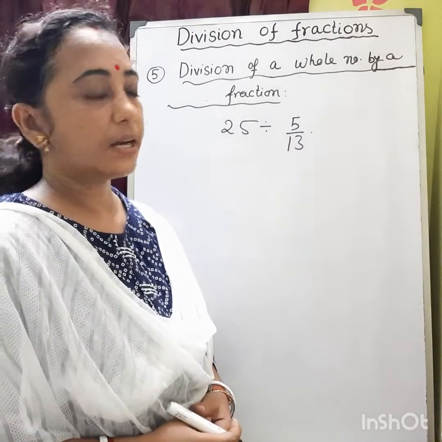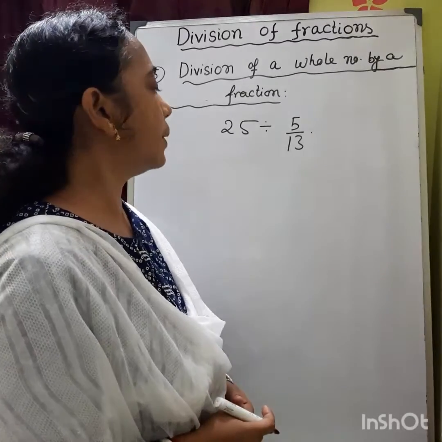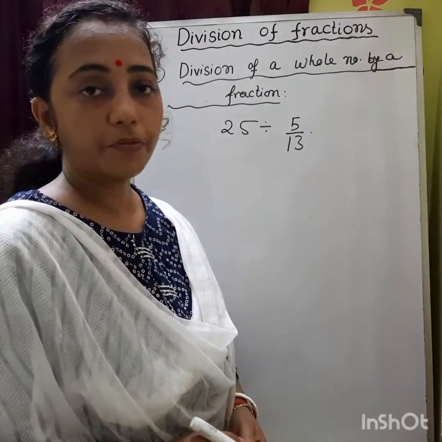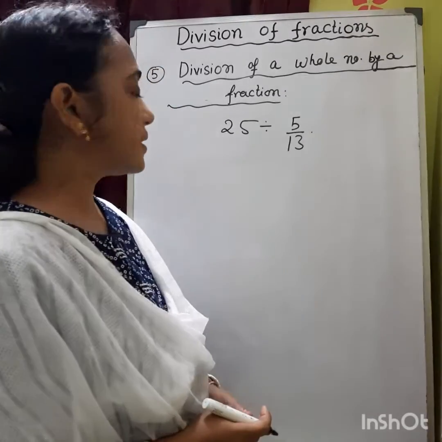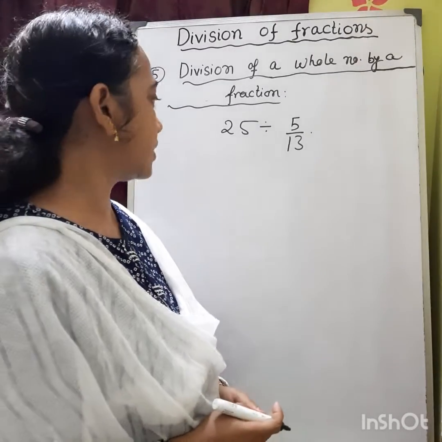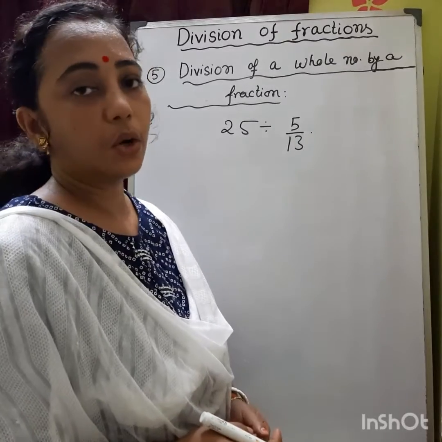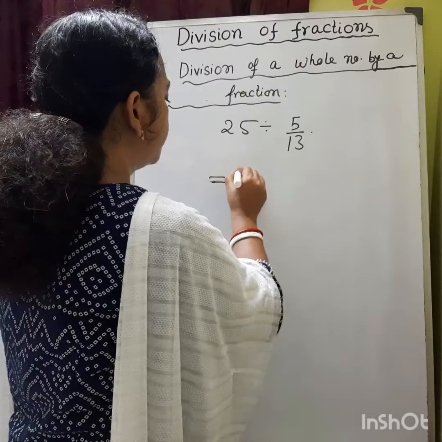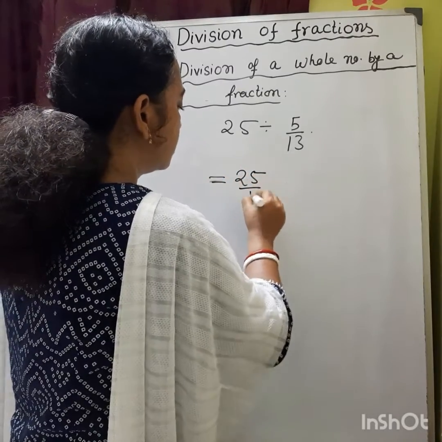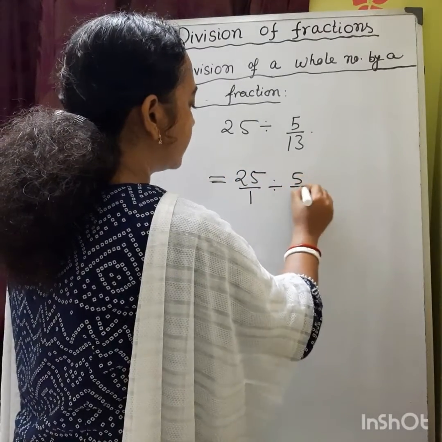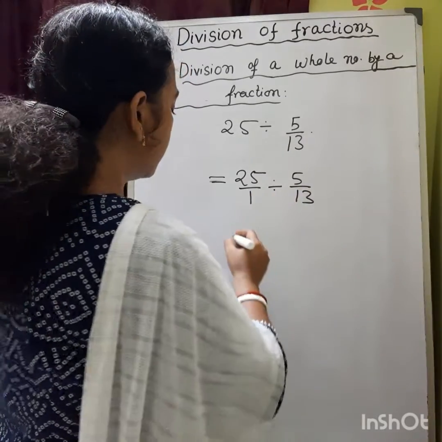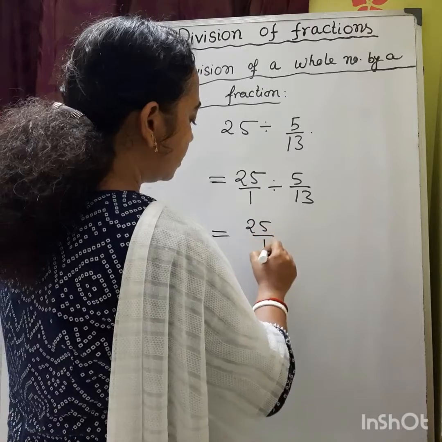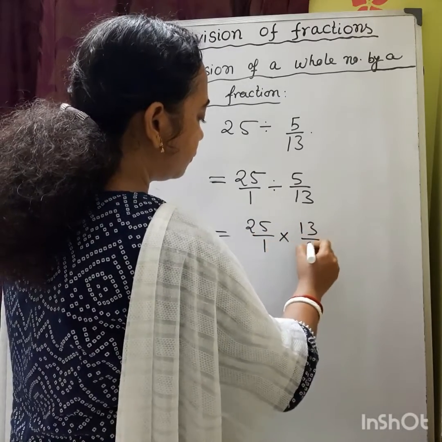Now let us consider another type, that is division of a whole number by a fraction. Here the divisor is given as a proper fraction. So let us convert the whole number to a fraction by placing the whole number over 1. So we get here 25 by 1 division 5 by 13. Now both are fractions, so 25 by 1 multiplied by 13 by 5.